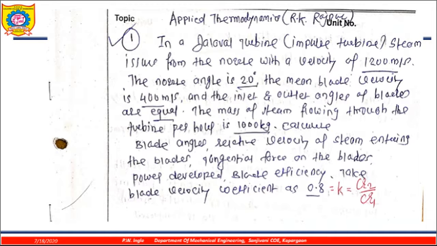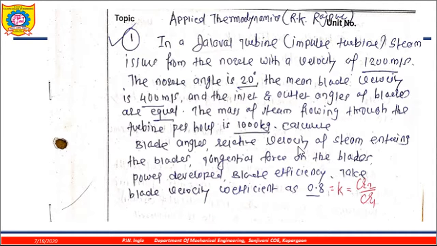Now we will solve a problem based on the impulse turbine. The impulse turbine is also known as the de-Laval turbine. In a de-Laval turbine, the steam issues from the nozzle with a velocity of 1200 meter per second. The nozzle angle is 20 degrees, that is alpha is 20. Mean blade velocity CBL is 400 meter per second. The inlet and outlet angles of the blades are equal, that is theta equals phi. Mass of steam flowing through the turbine is 1000 kg per hour.